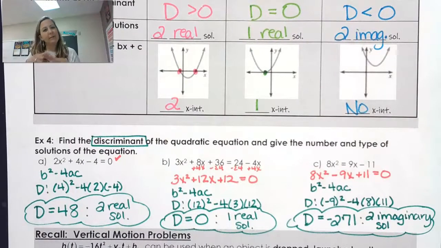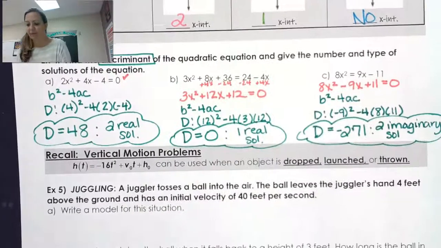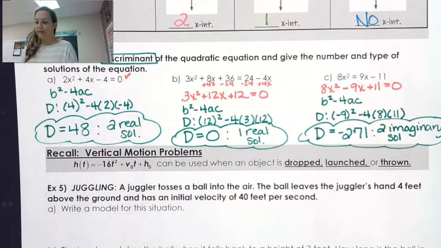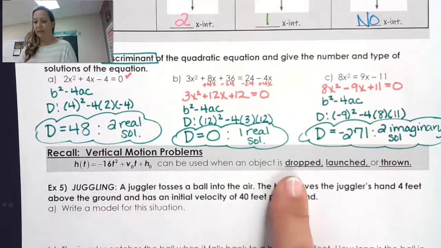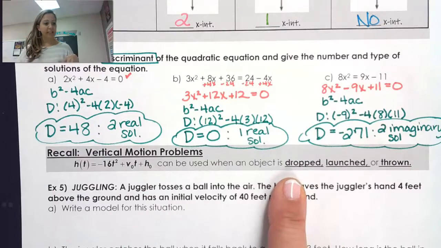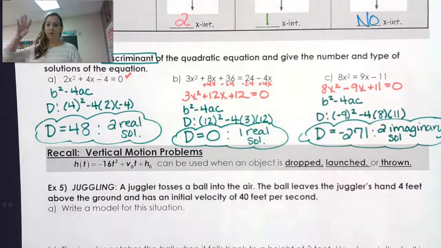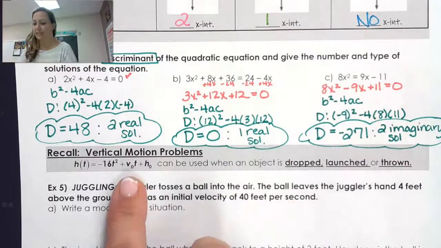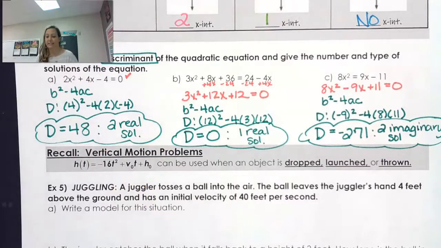So one last thing, because this concept's pretty nice and easy today, and the problems are pretty quick. I just want us to review the idea of the vertical motion model. Remember that this can be used when an object is dropped, and when it's dropped, we said the velocity is 0, or launched or thrown. And in those cases, that means that there's going to be a different velocity.